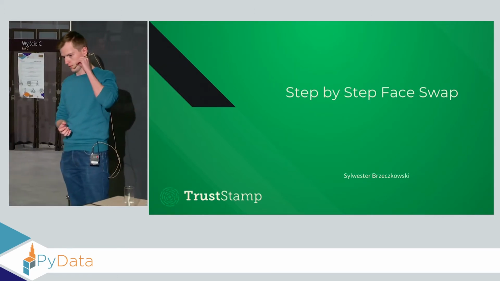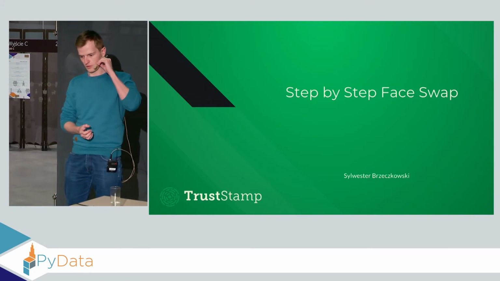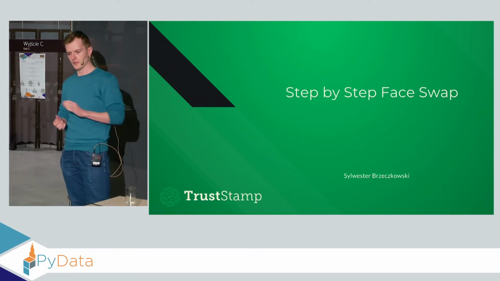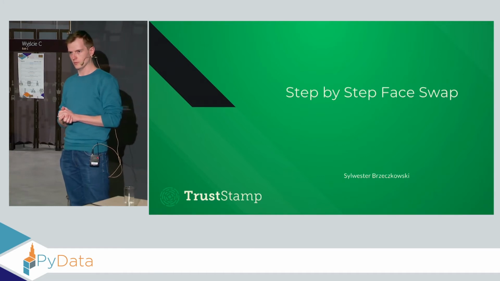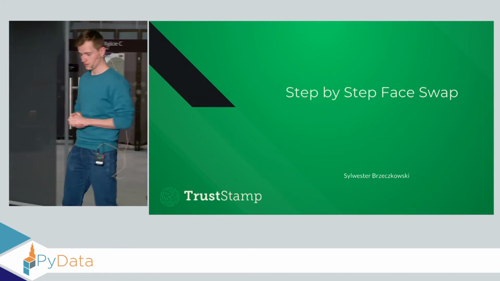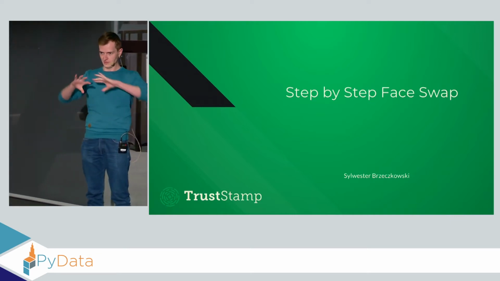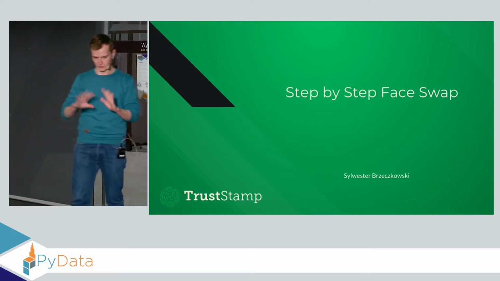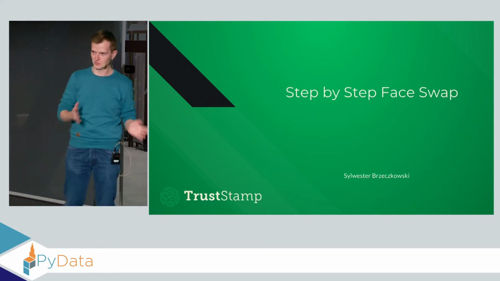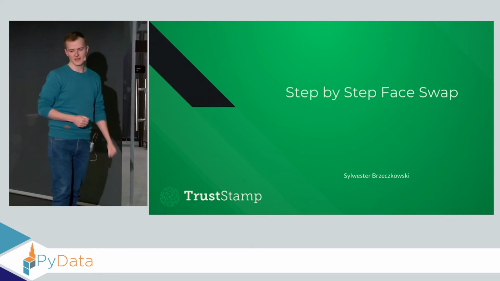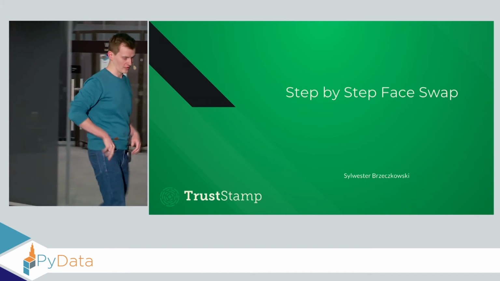I'm going to talk about face swap, a step-by-step instruction on how to do it. It's going to be probably crafted work without any magic like neural networks, convolution, and so on. So actually, convolution will be there, but without magic.